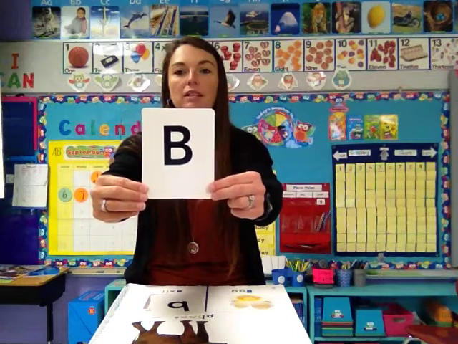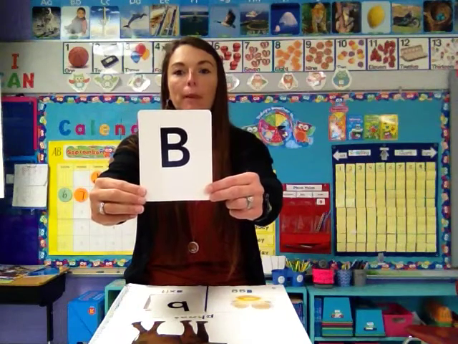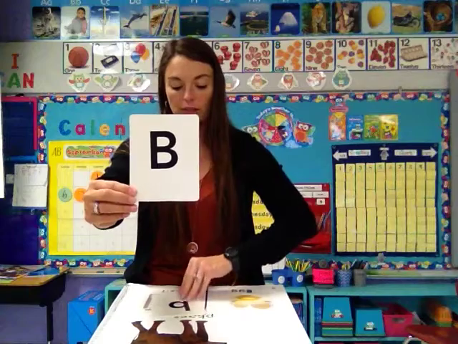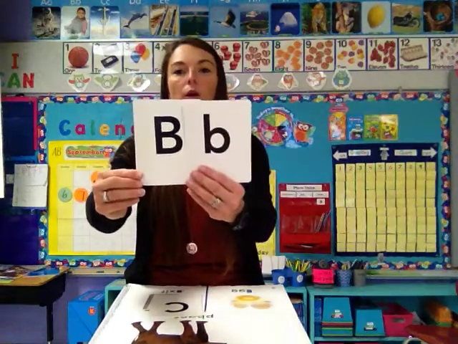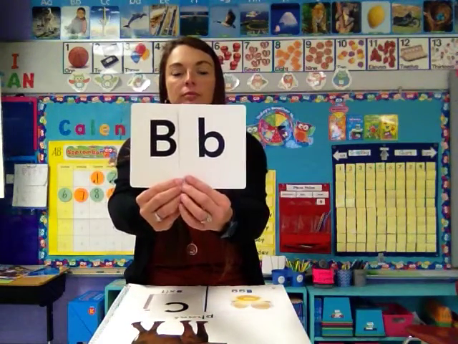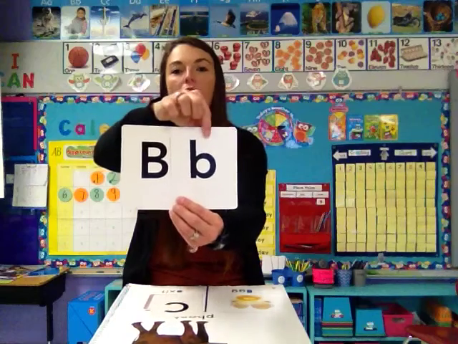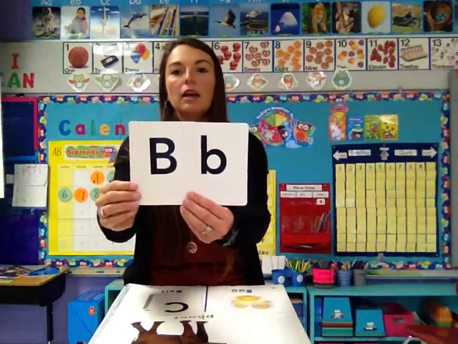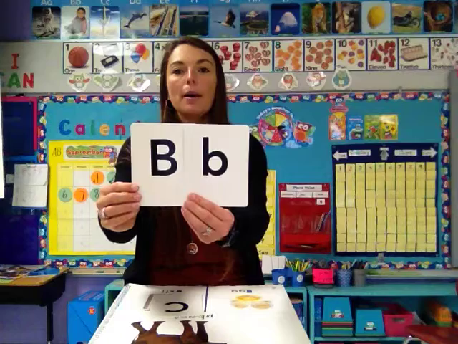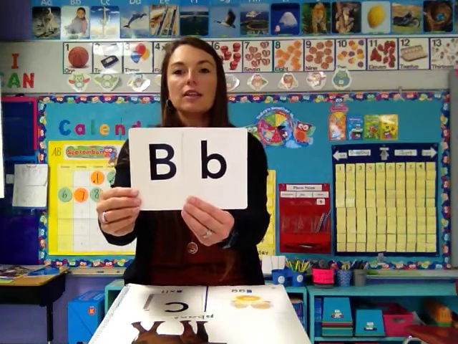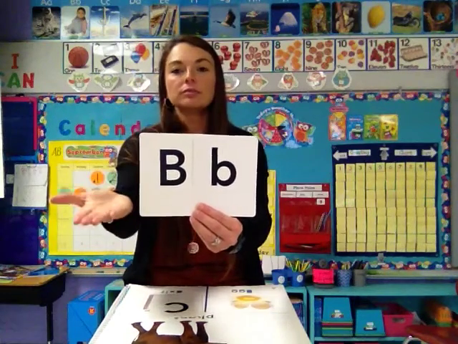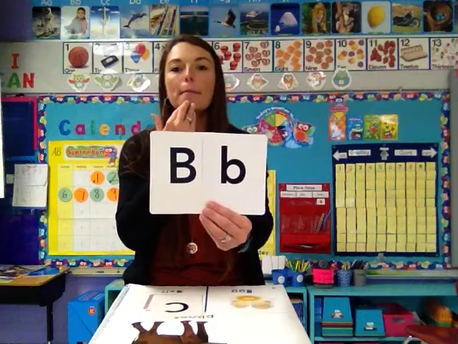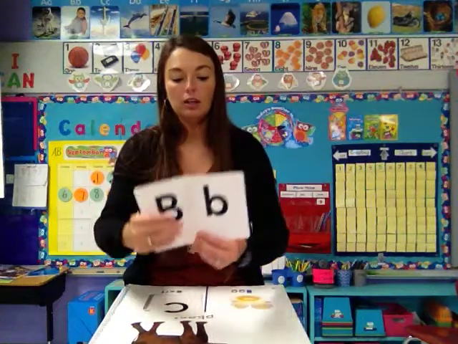This is uppercase B, big B, and then we have lowercase b, uppercase B, lowercase b, and B makes the sound B, B, B. So let's say that name. B. Very good.